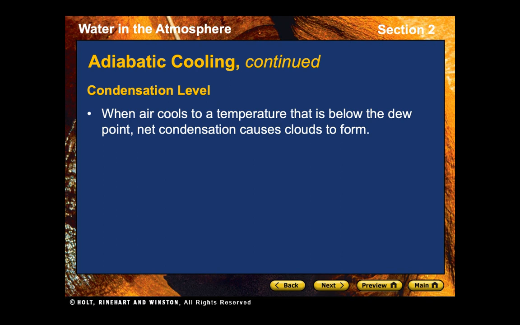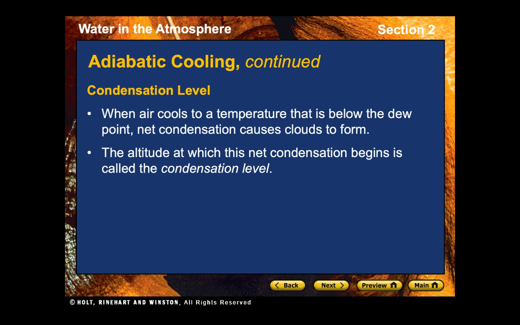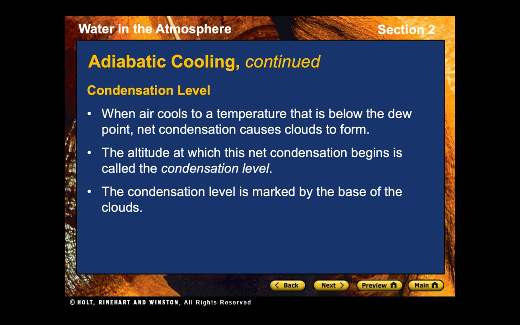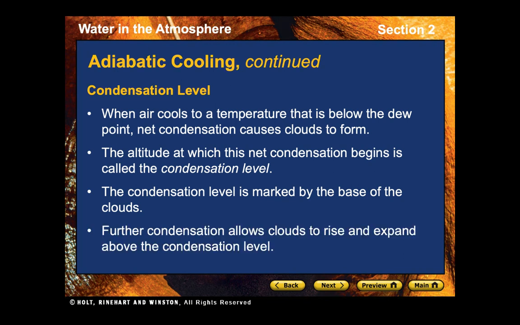Condensation level: when the air cools to a temperature below the dew point, net condensation causes a cloud to form. So when you see a cloud, it's because it is cool enough for the water to be condensing. The altitude at which this net condensation begins is called the condensation level. The condensation level is marked by the base of the cloud. So the bottom of the cloud is the condensation level. Above it, condensation continues to occur. Further condensation allows clouds to rise and expand above the condensation level.